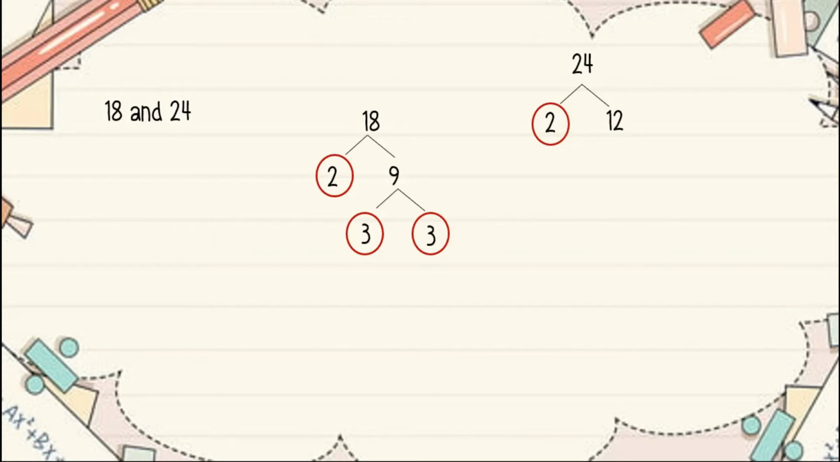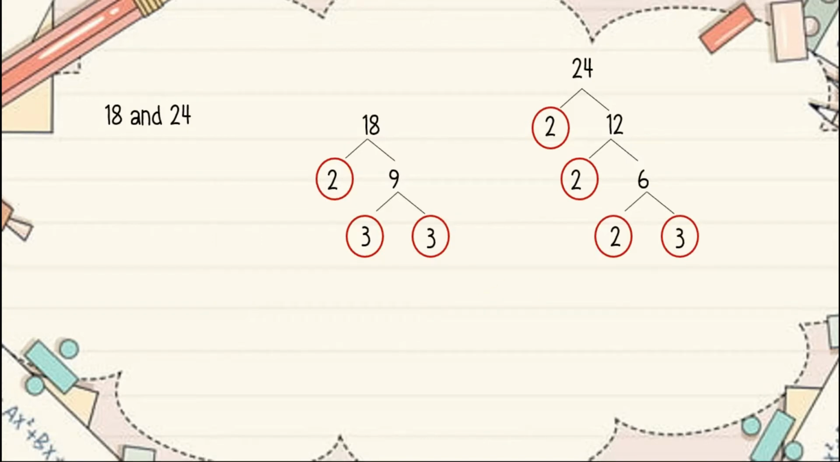Then let's factor 12. And that is 2 times 6. Again, let's encircle the prime number, which is 2. And the prime factors of 6 are 2 and 3. Both prime numbers. So again, listing down the prime factors of 18, we have 2 times 3 times another 3. While 24 has the following prime factors: 2 times 2 times 2 times 3.